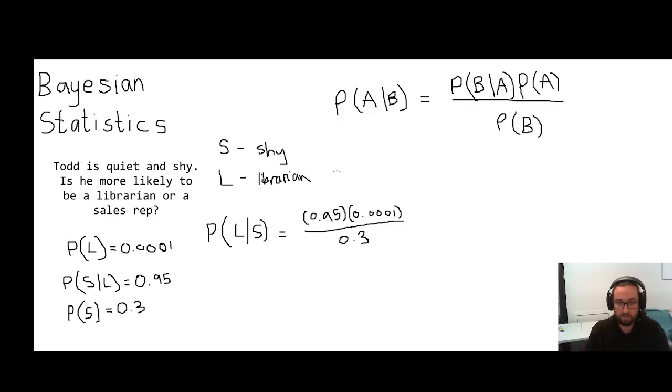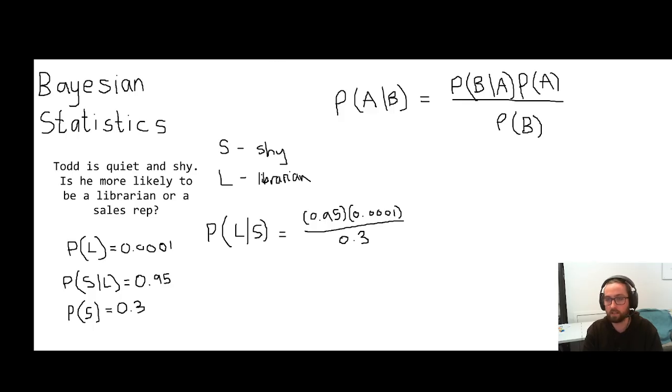Another way that we can think about this is that being shy slightly predicts being a librarian, but being a human strongly predicts being a sales rep, because humans are more likely to be sales reps than librarians. So we're putting way too much emphasis on this shy fact, when the fact that being a librarian is already so rare does most of the heavy lifting for us.